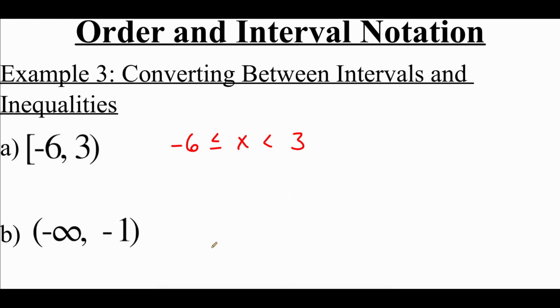In our next example, we've got the interval that runs from -infinity to -1. Here, this one's unbounded, so we're only going to have one endpoint. The endpoint is at -1, and we're going from -1 down to -infinity, so we want all of the x values that are less than -1.